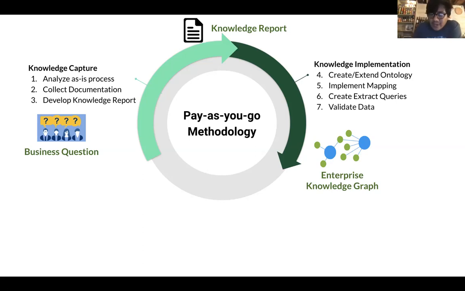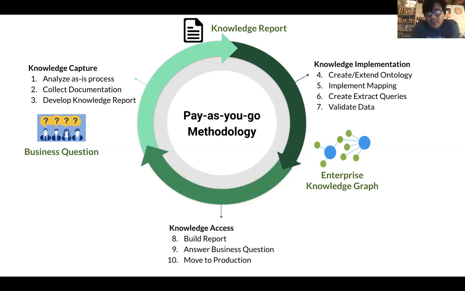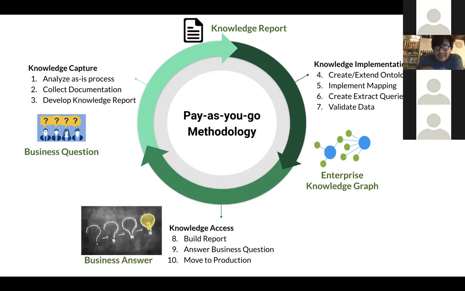Once the data is ready to be used, it goes to that third step, which is I'm actually going to access that knowledge and then answer the question. And once I'm able to answer the question, that's how I know I've been successful. That's how I know that I've generated data that's actually valuable. So then you continue the cycle again and say, well, let me go off to that next question.